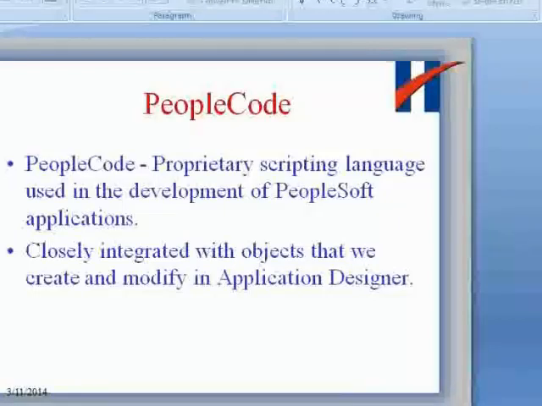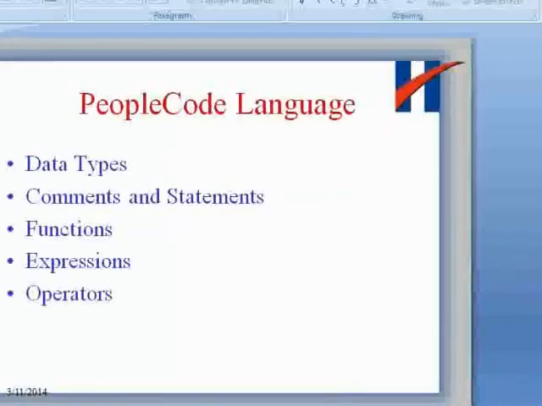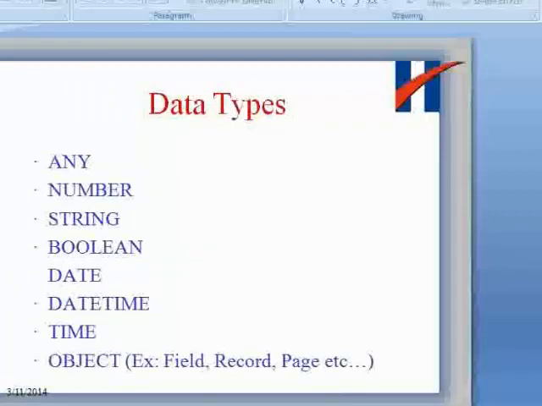First of all, what is PeopleCode? PeopleCode is a proprietary language developed by PeopleSoft, and every language has its own components and attributes. Even the PeopleCode language has data types, comments and statements, functions, expressions, operators. All these data types are supported by PeopleSoft PeopleCode: number, string, boolean, date, time, and object-oriented.